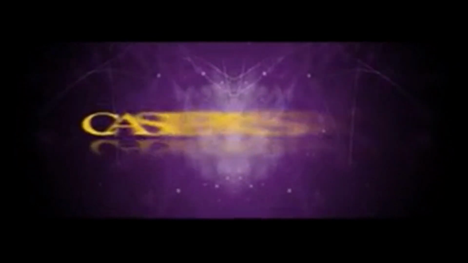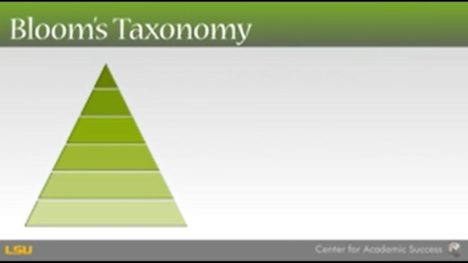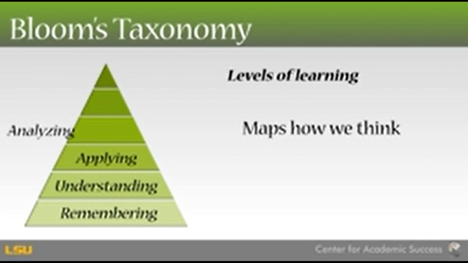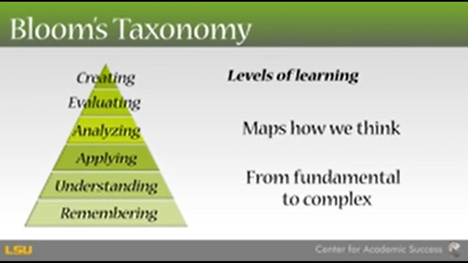The Center for Academic Success presents Bloom's Taxonomy, a classification of learning levels. It maps the way we think and process information. The levels of learning are remembering, understanding, applying, analyzing, evaluating, and creating. The lower levels are more straightforward and fundamental, while the higher levels are more complex. Let's see how Bloom's Taxonomy can help you with your learning.